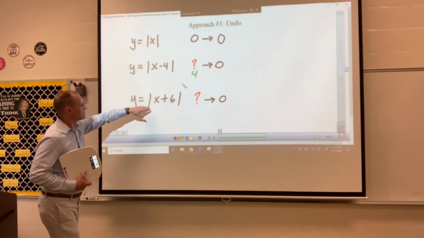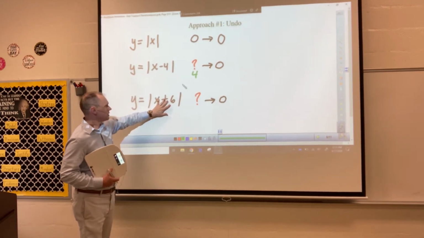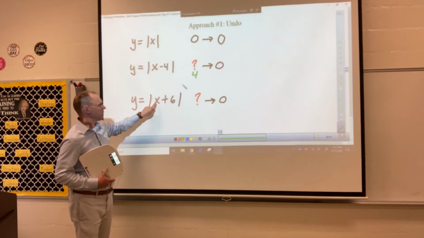Let's look at another case. Again, let's go back to 0 produces 0. What would produce 0 here? What value of x could we put in that would output 0?